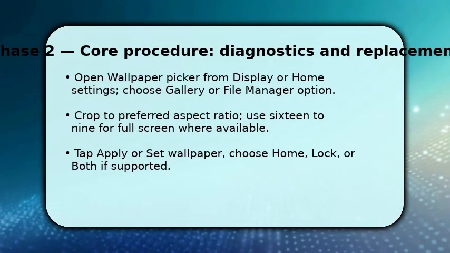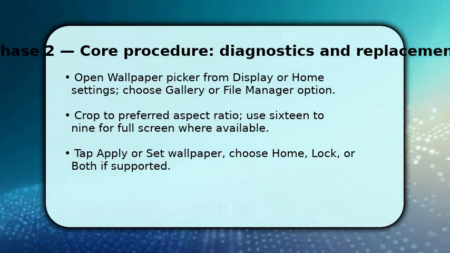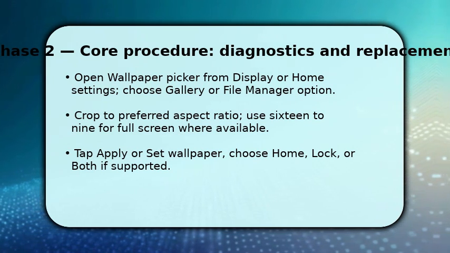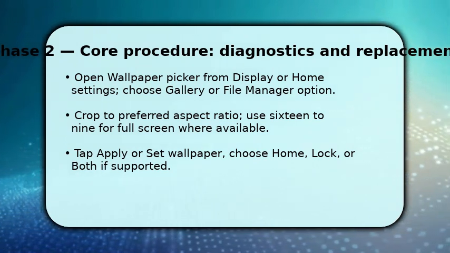You now use the Wallpaper Picker. Choose Gallery or File Manager and navigate to the photo you prepared. Once selected, crop the image to the device's aspect ratio. Many car screens use 16:9 or widescreen.